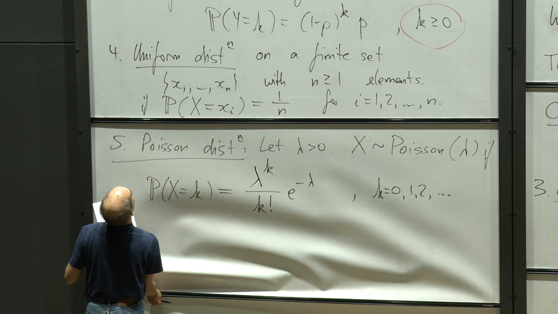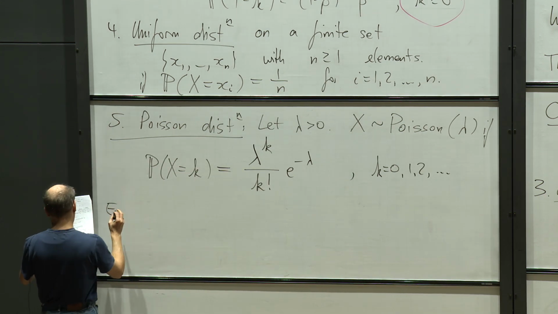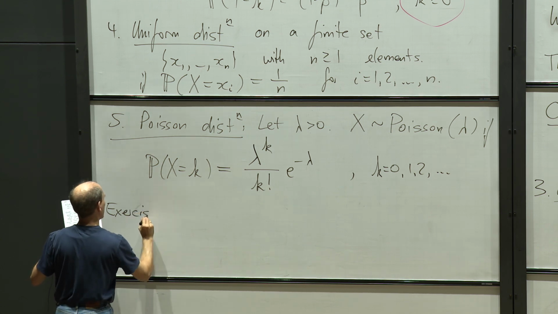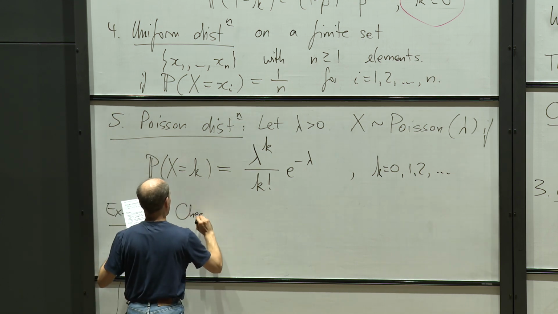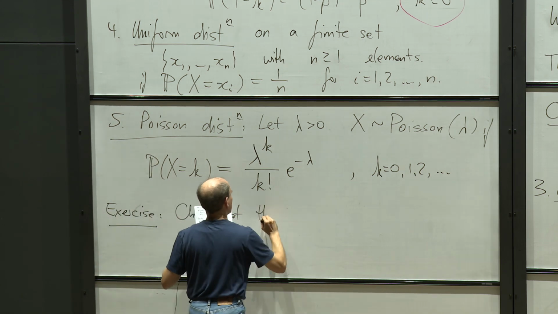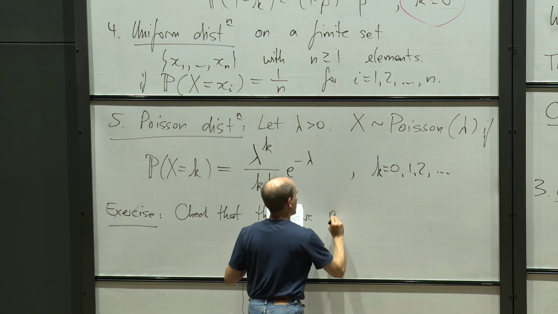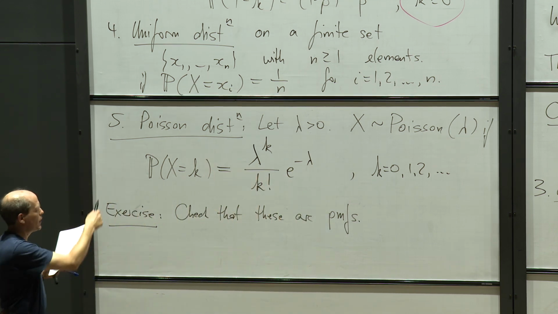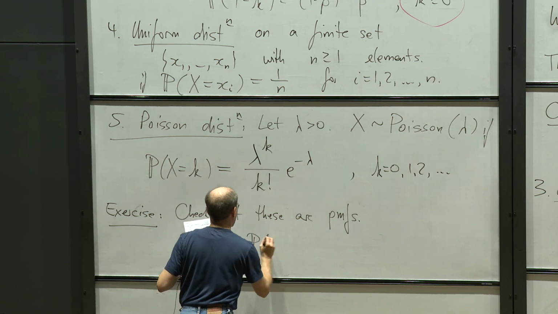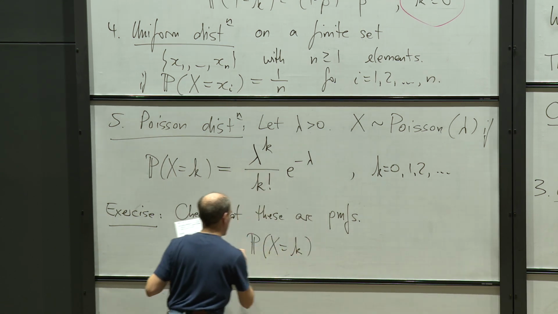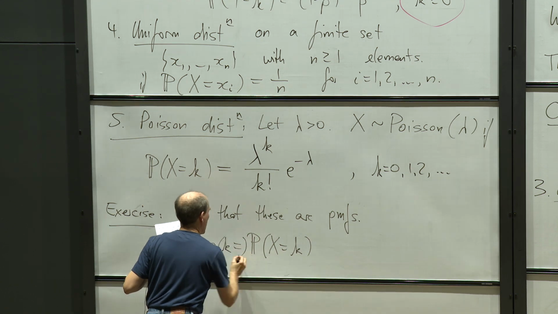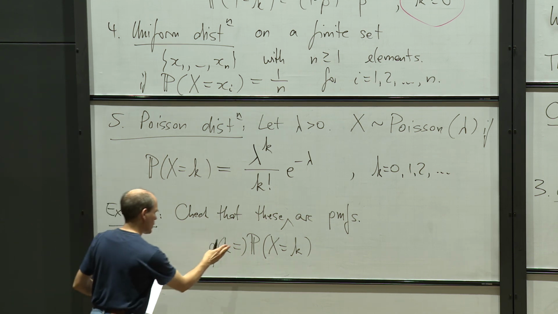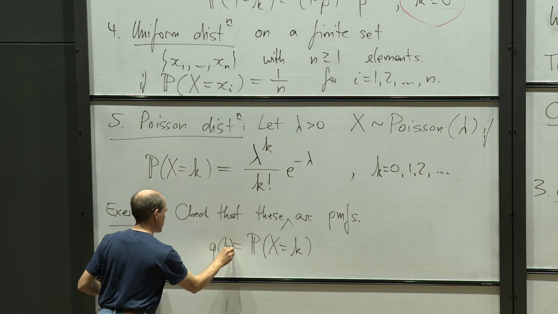Okay, and then as I haven't given a way in which they arise, here is an exercise for you. Check that these are probability mass functions. I didn't call them Q here, but these probabilities, x equals k, that I can define as Q of x equal to k, that those actually specify probability mass functions.